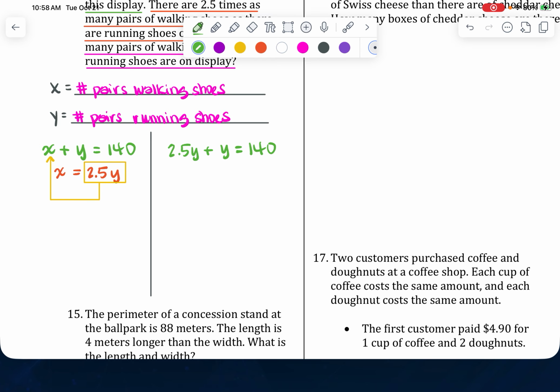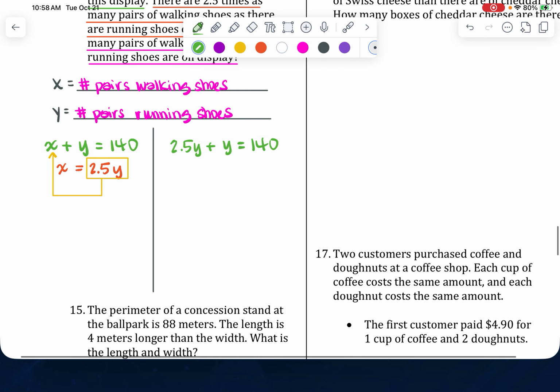All right, so let's see. I have like terms, so I'm going to go ahead and combine my 2.5y's with my 1y, which is going to give me 3.5y's equals 140. And then, of course, I'm going to divide by the 3.5 to get that multiplier off of my y. And that is going to give me, I already know what that's going to be, but I'm still typing it in, 40.